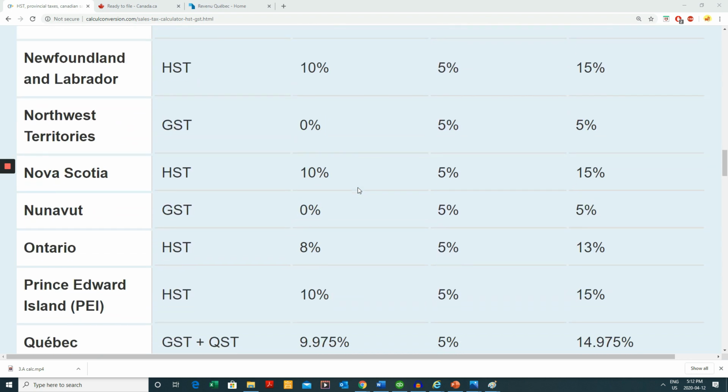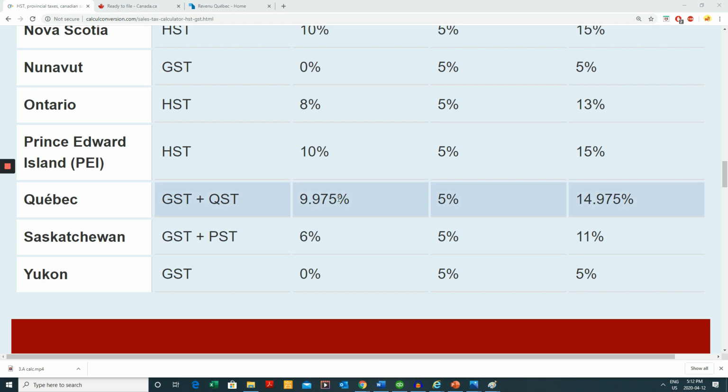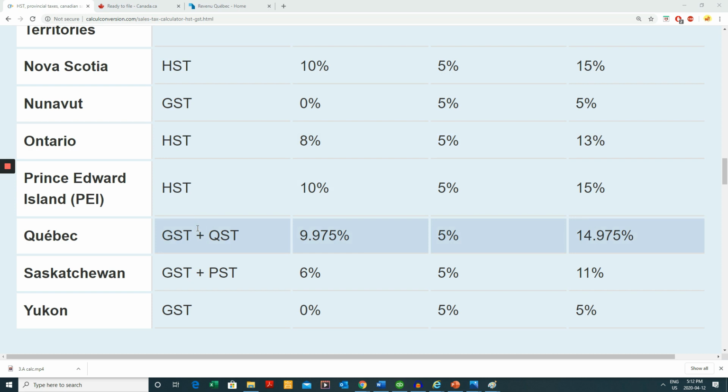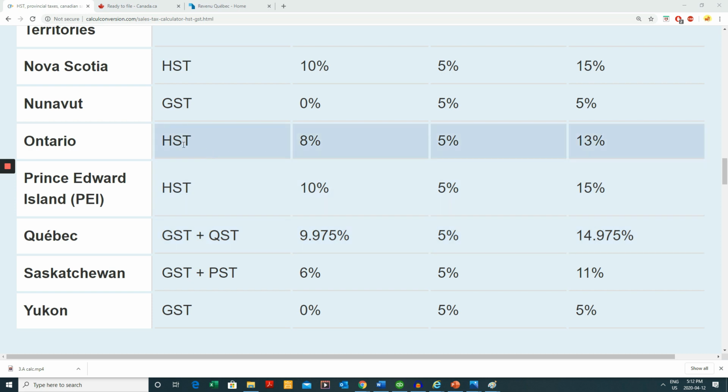Whereas you have other provinces where sales taxes are higher, like in Quebec, where you have both the federal 5% and the provincial, or the QST, Quebec sales tax, of 9.975%, giving you a total of 14.975%. Ontario has HST, which works similarly to the combination of GST and QST, just that it's calculated in one consolidated type of sales tax called harmonized sales tax. So the 8% at the provincial level and the 5% for a total of 13%.